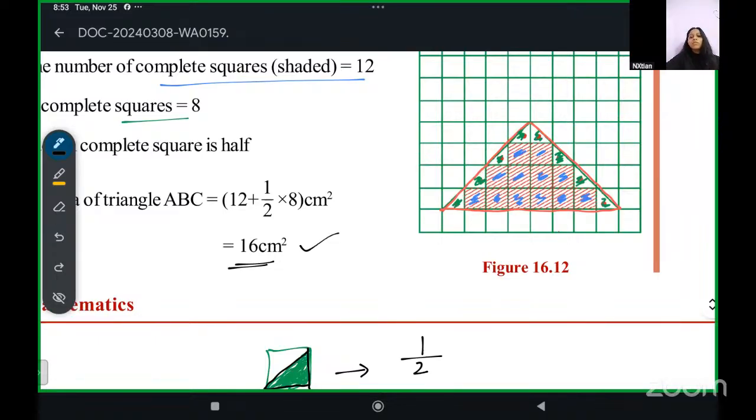The squares which are full, we will take full. But the ones which are half, we will multiply with 1 by 2 and take. Then solve it, and we will get 16 centimeters square. Now how to solve it? 2 ones are 2, 2 fours are 8, 12 plus 4, 16. First you multiply and then you add.